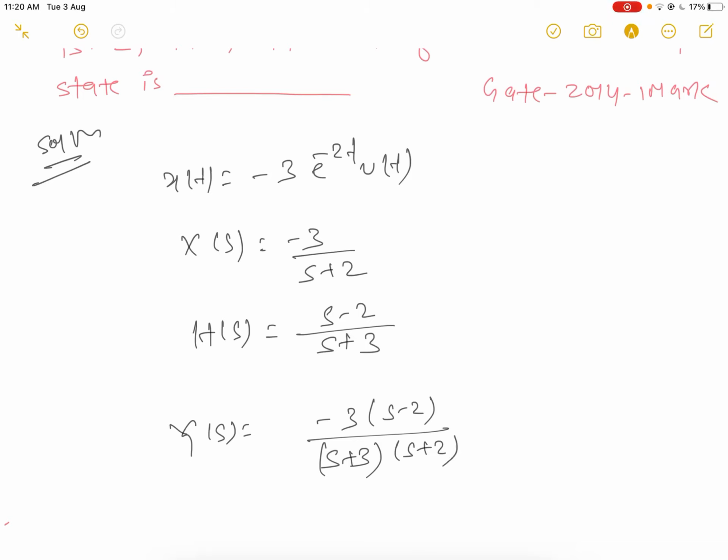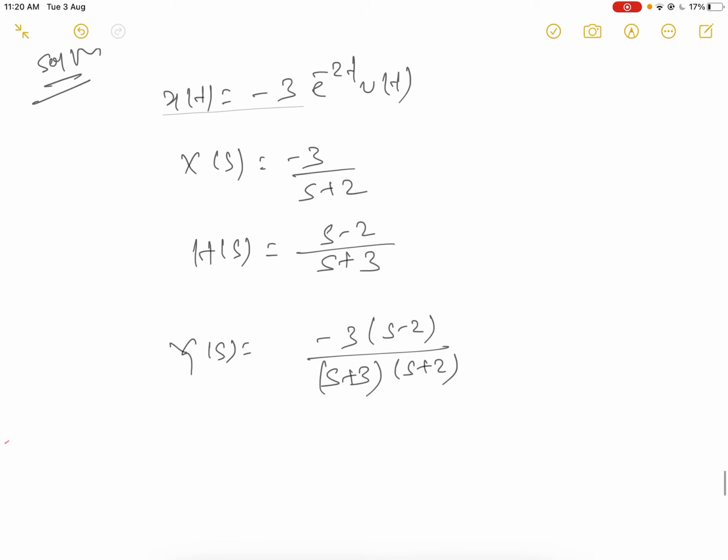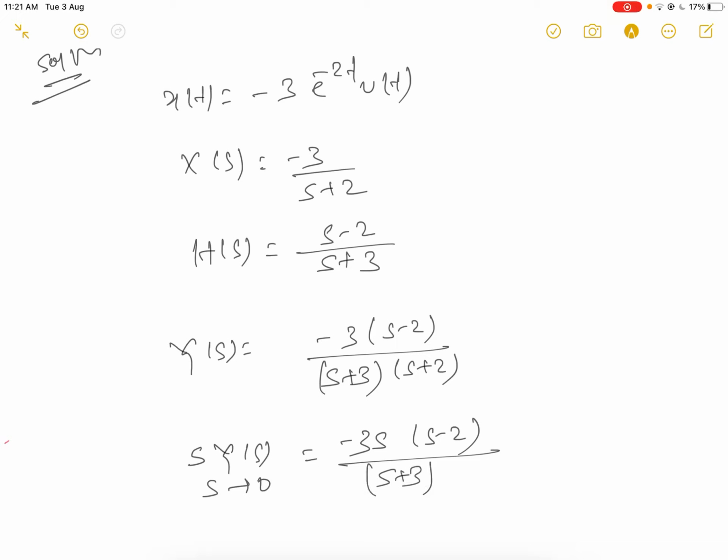Okay, so using the final value theorem for the steady state value, when you find s Y(s) as s tends to 0, then minus 3 s (s minus 2) upon (s plus 3)(s plus 2), as s tends to 0, what will happen? It will become 0. The right answer will be 0.